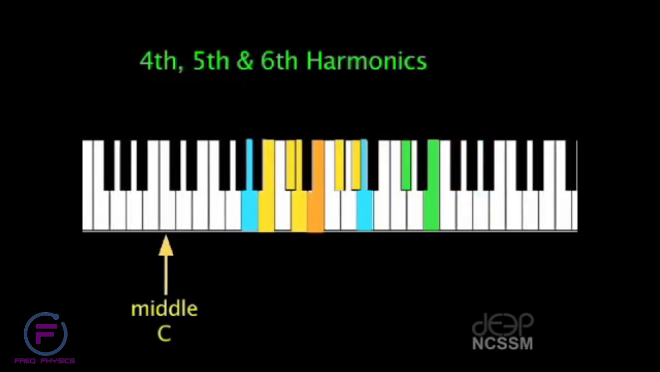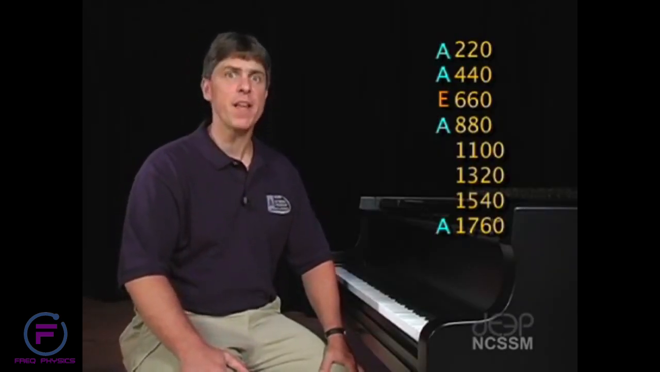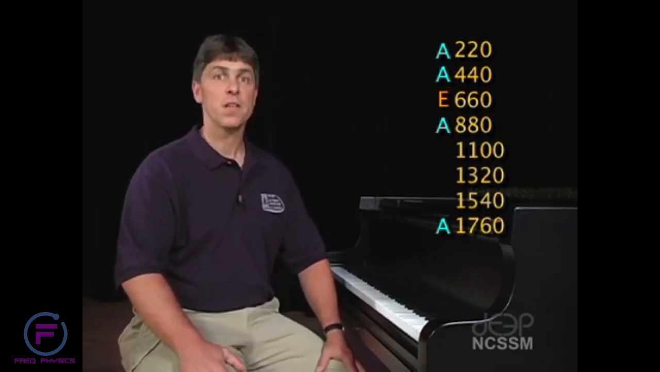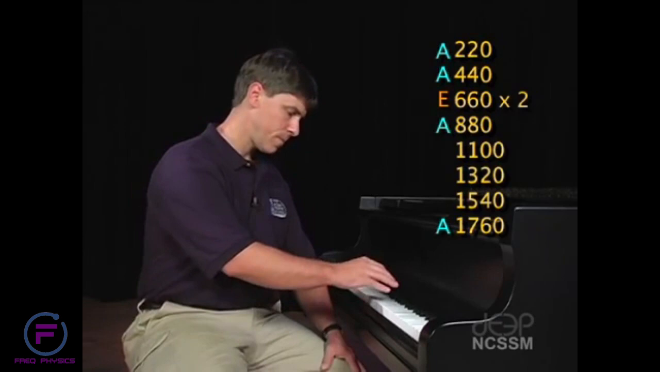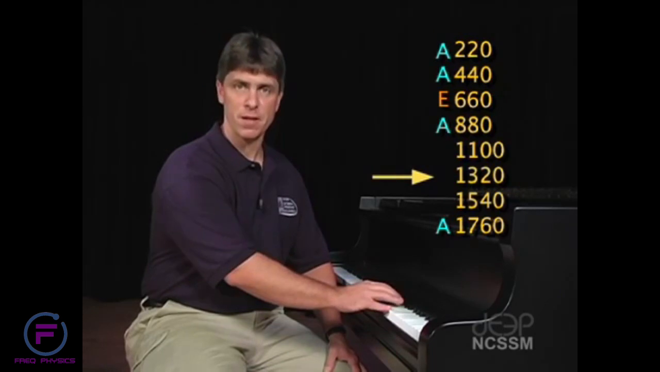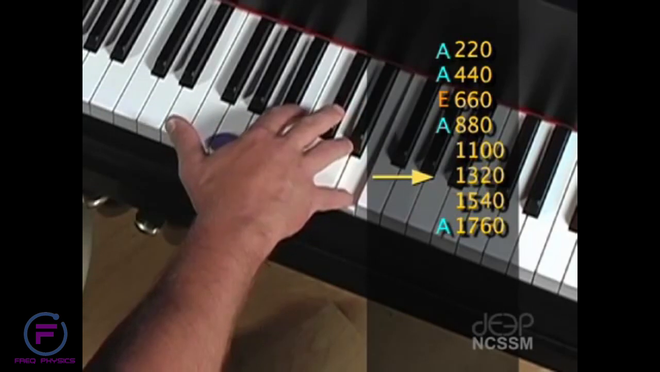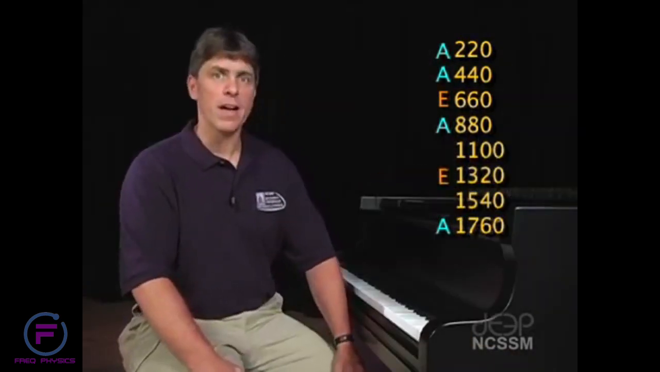Now, let's look at the 4th, 5th, and 6th harmonics. Using what we know about octaves and doubling, we can name another one of the harmonics. What is 660 times 2? The answer, of course, is 1,320. What is the name of that pitch? If you answered E, you are correct.